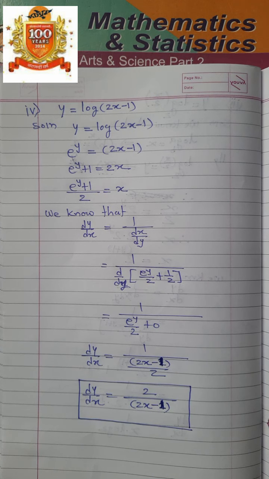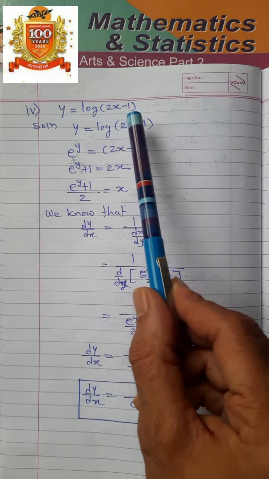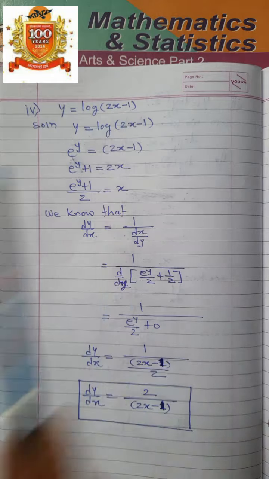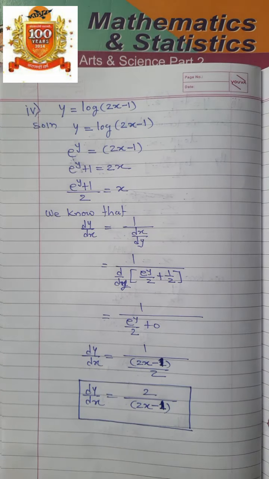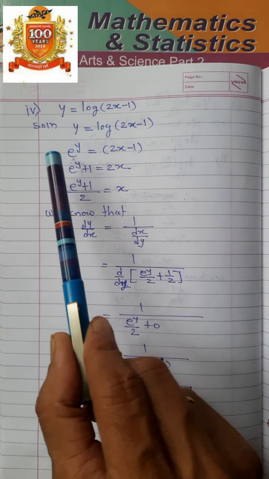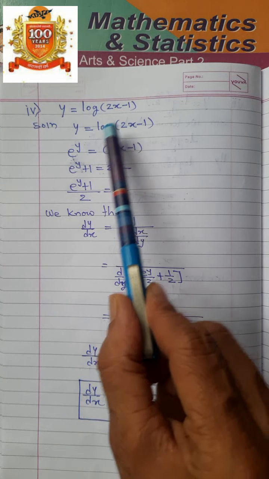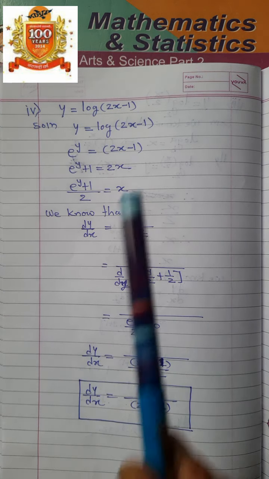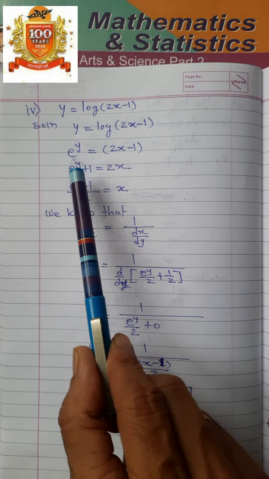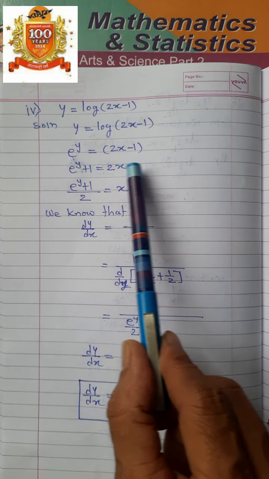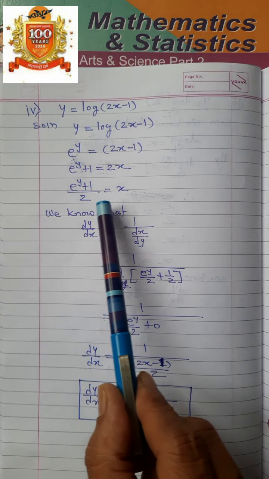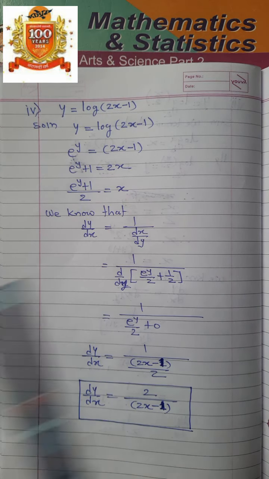Let us see question number 4. Y is equal to log of 2x minus 1. Solution. Y is equal to log of 2x minus 1. Taking exponential on both sides, we get e raised to power y is equal to 2x minus 1, because exponential and logarithm get cancelled. Now transfer 1 to the left side. e raised to power y plus 1 is equal to 2x. Therefore, e raised to power y plus 1 upon 2 is equal to x. In this way, we express x in terms of y.